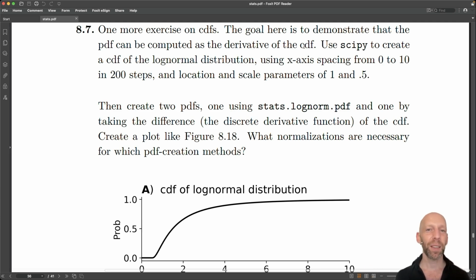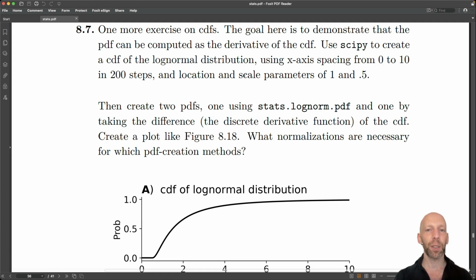So in the previous couple of videos, we were generating CDFs from PDFs, and now we are going to generate a PDF from a CDF. Okay, so you want to start by creating a CDF of the log normal distribution using x-axis spacing from 0 to 10 in 200 steps.